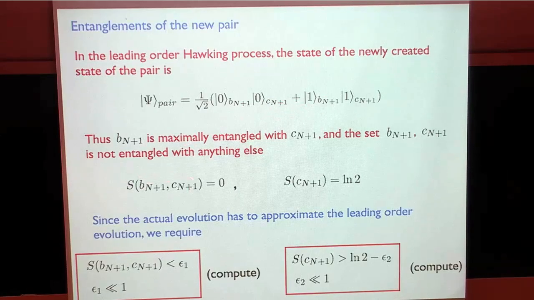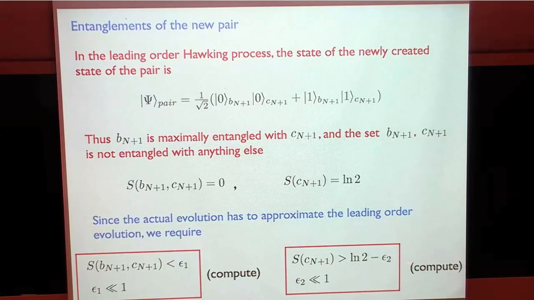So at leading order, this pair is entangled with nothing else, so its S is 0. And if you just look at the entanglement of C, which came out, it's log 2, because C is entangled with the B. So at leading order, you can just calculate that. If there are small corrections, then this one, which was 0 before, can go up to some small value, let's call it epsilon 1. And this was log 2 before; let's say it can at most change by an amount, epsilon 2.